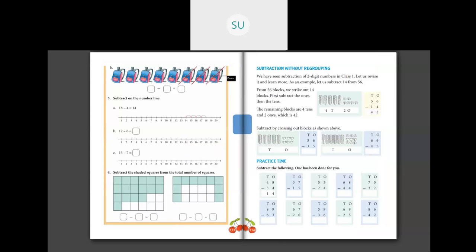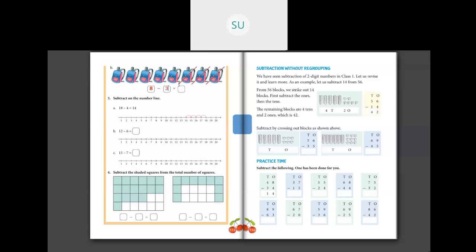Now, here are some bags. How many bags are there here? We have 1, 2, 3, 4, 5, 6, 7, 8. So, the total number of bags is 8. So, we'll write 8 in the first box. Then, what do we write in the second box? We'll write how many they have crossed out. So, 1, 2 and 3.